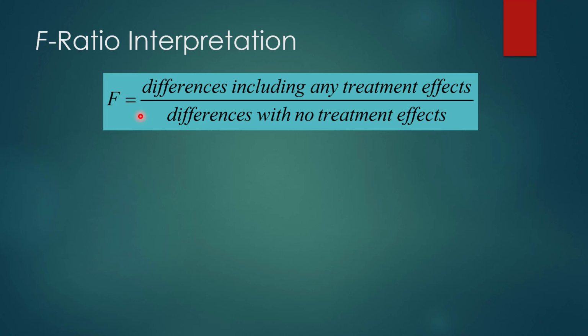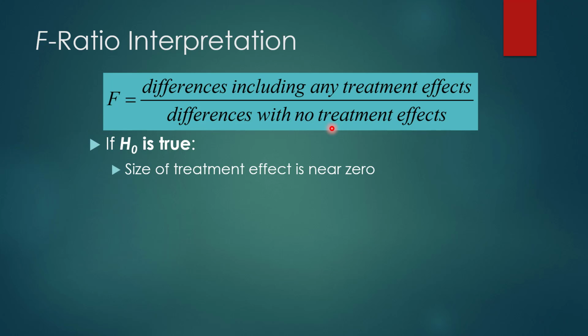So we saw the F ratio in the last video, and we said that this is the variation within the treatments that's expected regardless of any treatment effect, plus the treatment effect, over the differences with no treatment effect, so within our groups. If the null hypothesis is true, the size of the treatment effect is near 0. So if the size of the treatment effect is near 0, the ratio is going to be close to 1, because when you take away the treatment effect, you're left with the same thing in the numerator and the denominator.